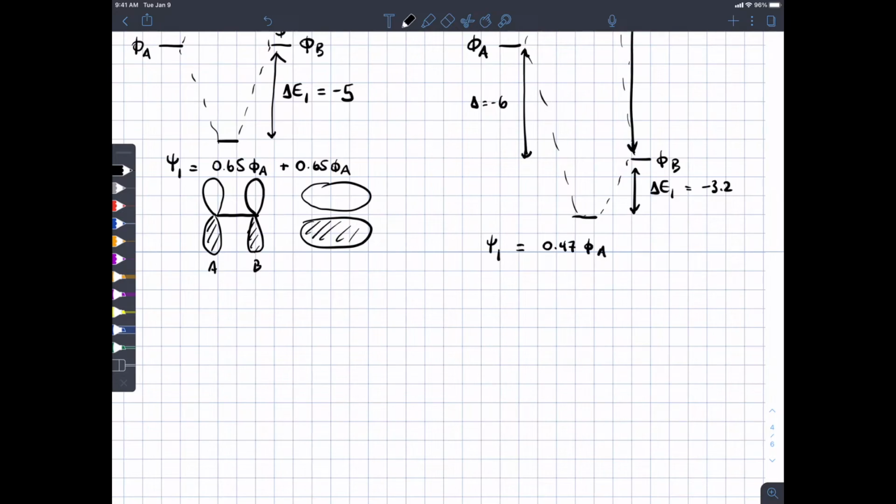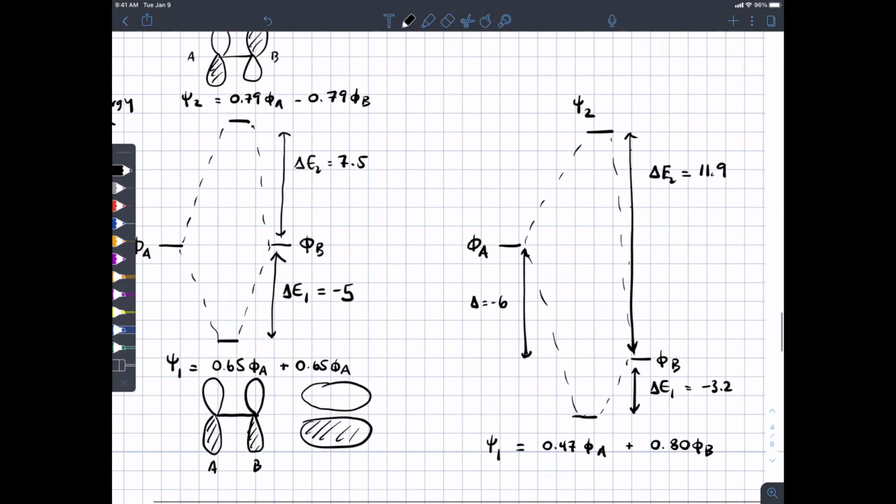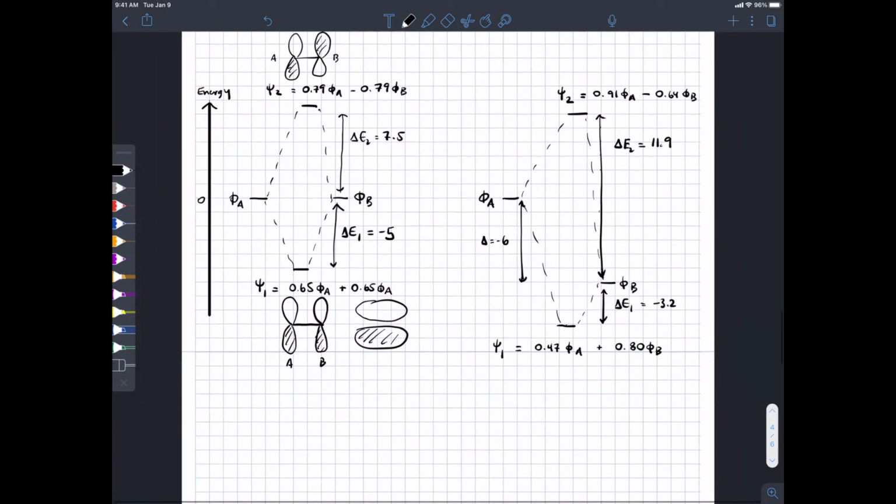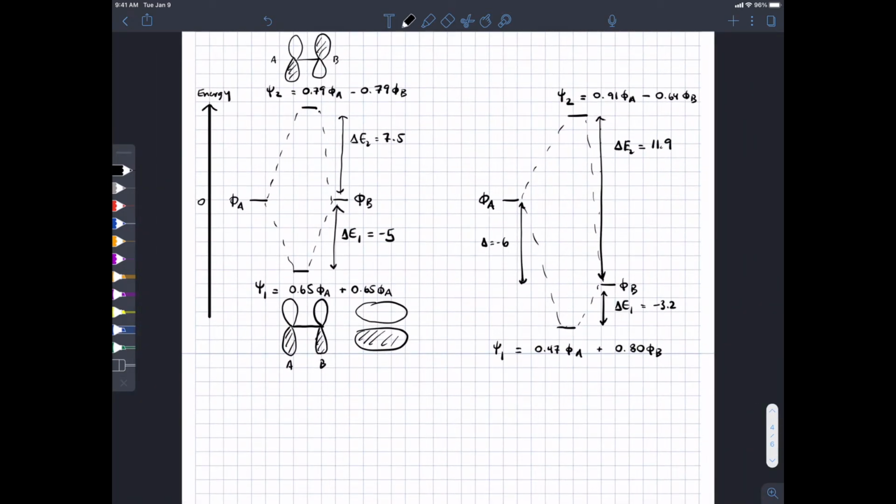0.47 phi A plus 0.80 phi B, whereas the anti-bonding orbital is 0.91 phi A minus 0.64 phi B. Let's talk about what that means for how much each atom contributes to the molecular orbital.